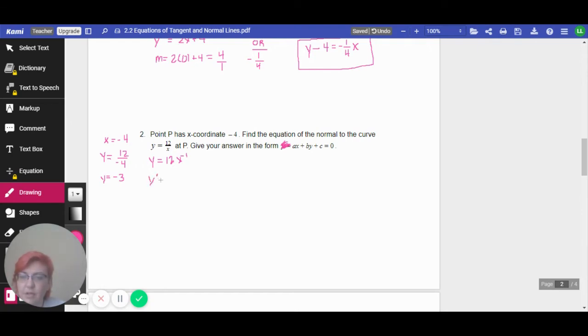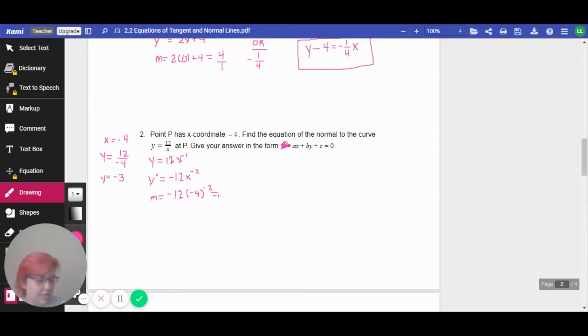Y prime equals -1 times 12, or n times a is -12. And x, n minus 1 is going to be -1 minus 1, which is -2. All right, evaluating that at x is -4, we find that the gradient of our curve is found by looking at -12 times -4 to the -2.